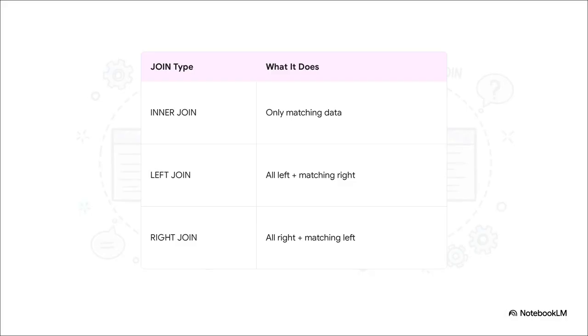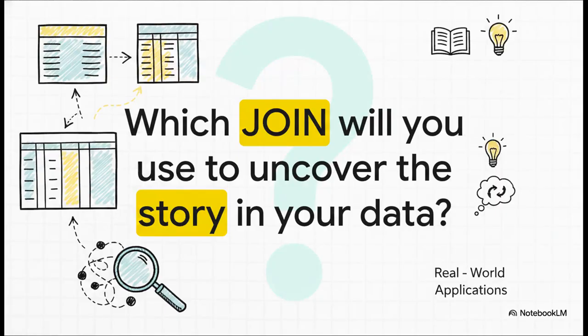All right, let's wrap it up with a super quick recap. Inner join, that gives you only the matching data, the perfect overlap. Left join gives you everything from the left table plus any matches from the right. And right join, it's the opposite. Everything from the right table plus matches from the left. That's the whole game. So there you have it.